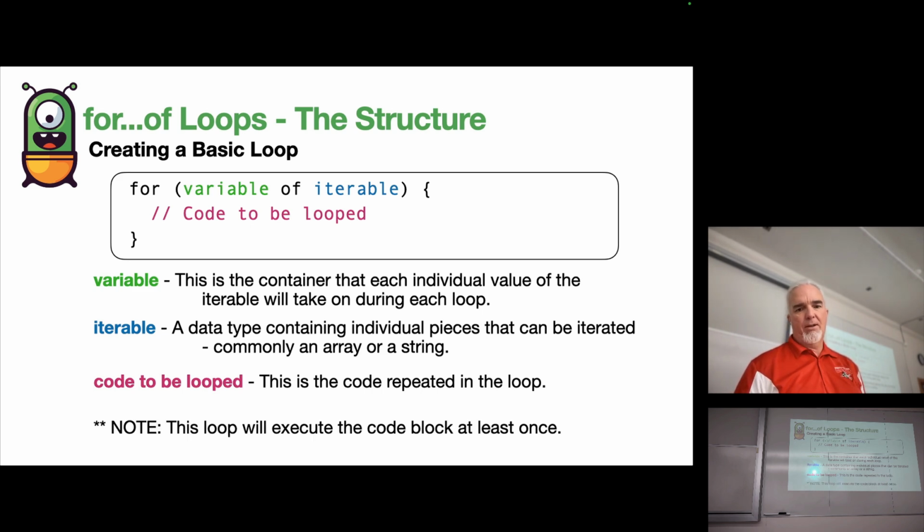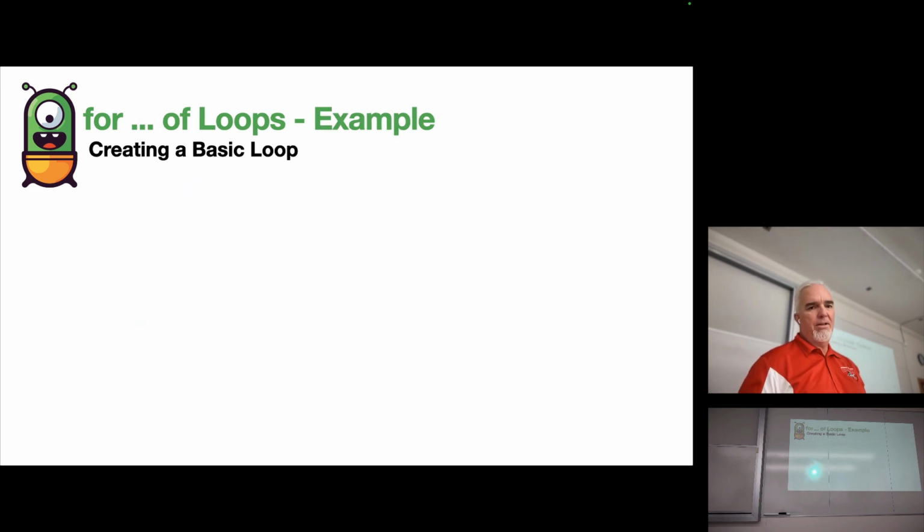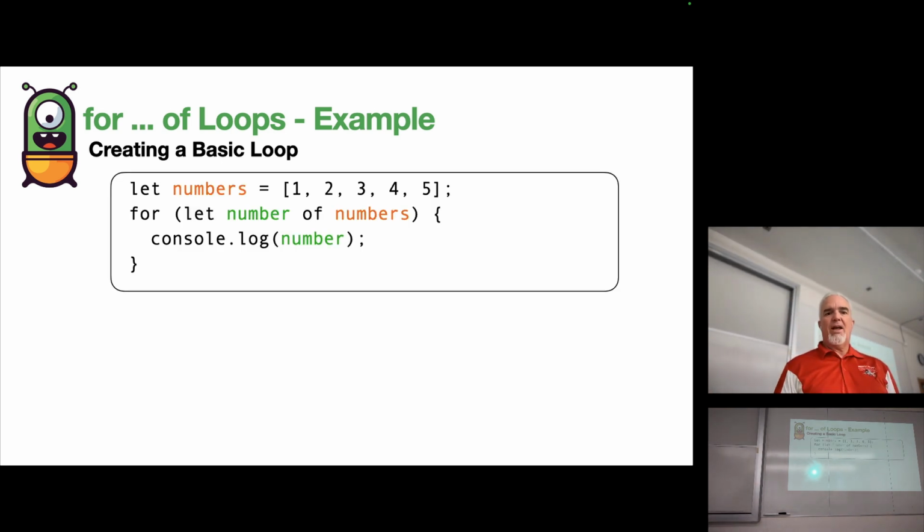So let's take a look at this code. Okay, so the for of loop here is going to create a basic loop where we're going to, in this case, use an array of numbers. So what I'm doing here is I'm setting up an array of numbers, 1, 2, 3, 4, 5, they're integers. And in that loop, I'm saying for let number of numbers, and then in the console log, I'm writing the variable.